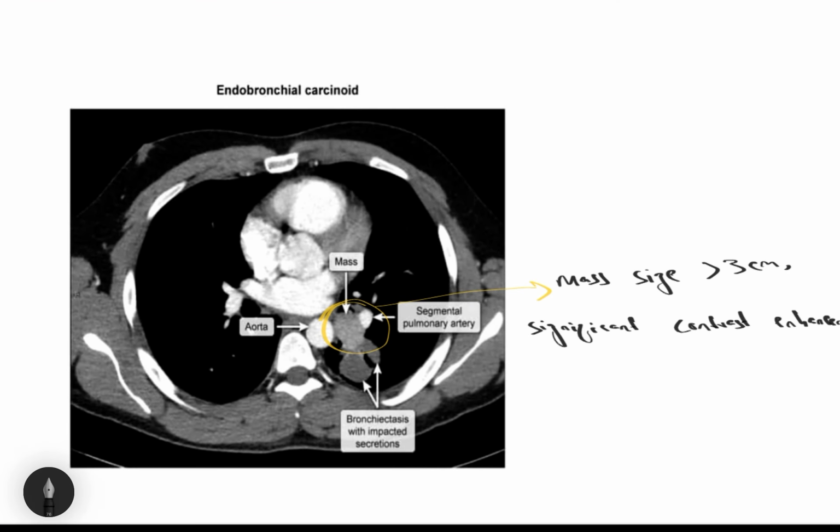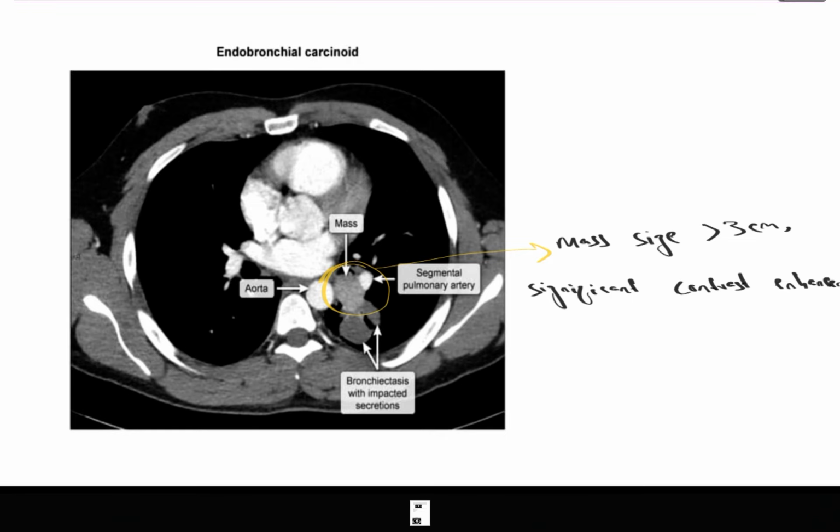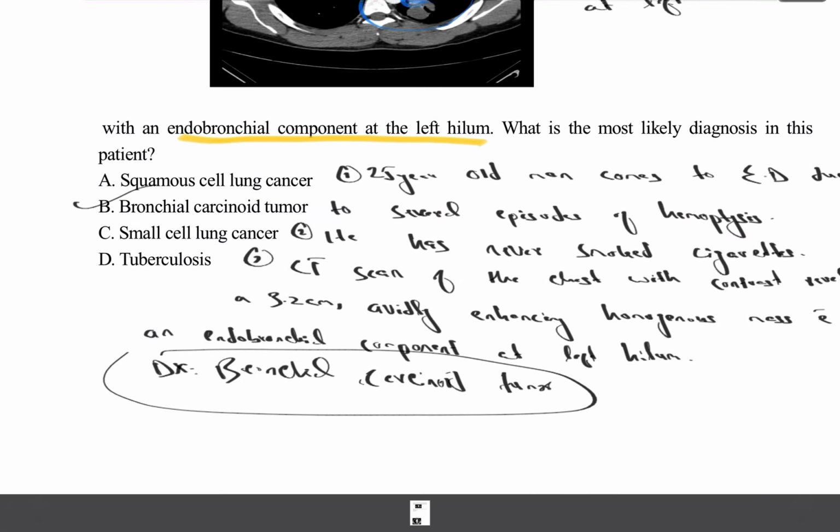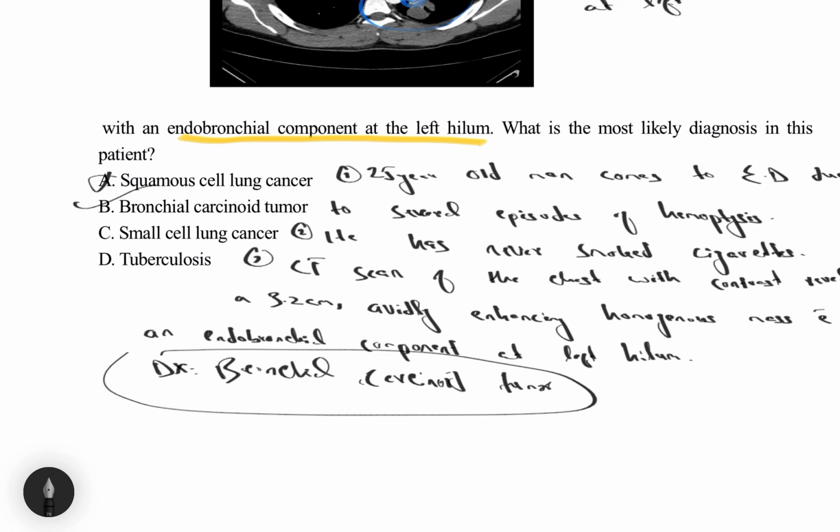So this is the endobronchial carcinoid tumor, which, as I highlighted here in yellow, shows a mass that is more than 3 centimeters and gains significant contrast. Here is the aorta, and together with the mass there is a segmental pulmonary artery, and below the mass there is bronchiectasis with impacted secretion. So this is the CT scan of the endobronchial carcinoid.